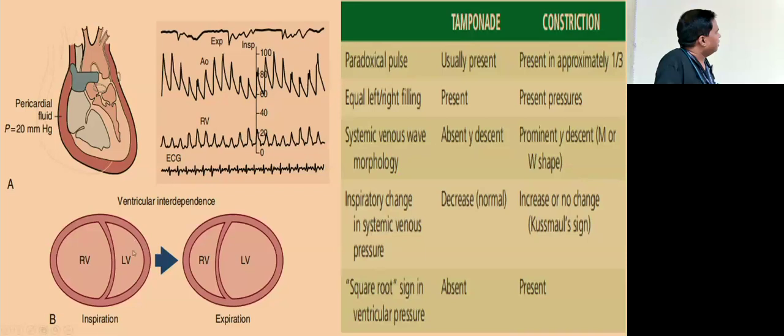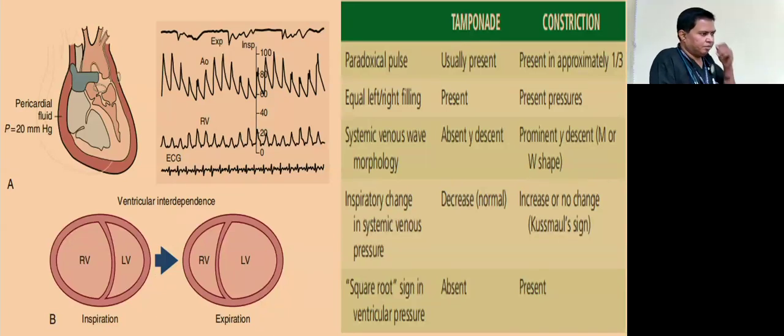This ventricular interdependence is very classical of constrictive pericarditis, and the opposite happens in expiration, when there is filling of the LV from the LA, and then there is a push of the interventricular septum towards the right. There are other features, like pulsus paradoxus, which will be there in approximately 1/3 of the patients. But in tamponade, you will be able to pick that up clinically.